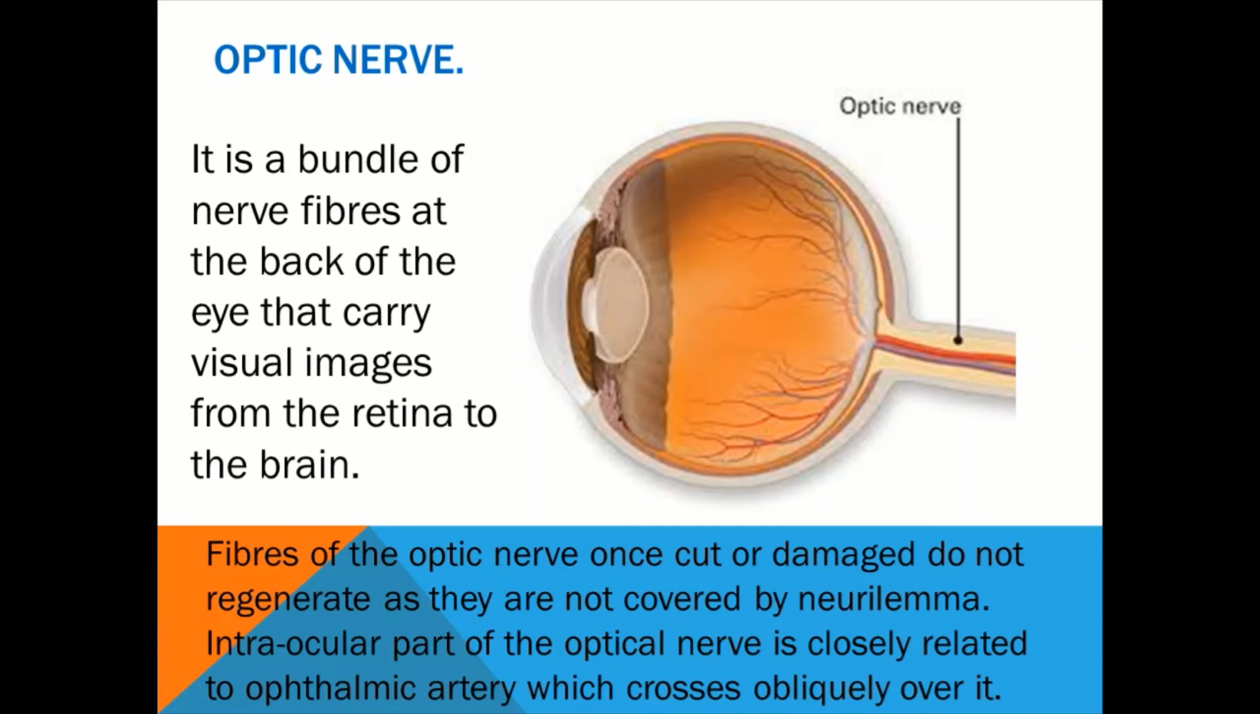Fibers of the optic nerve, once cut or damaged, do not regenerate as they are not covered by neurilemma. The intraocular part of the optic nerve is closely related to the ophthalmic artery, which crosses obliquely over it.